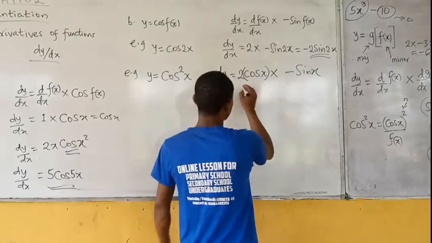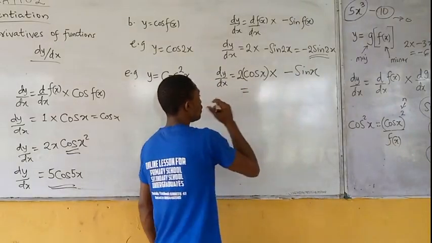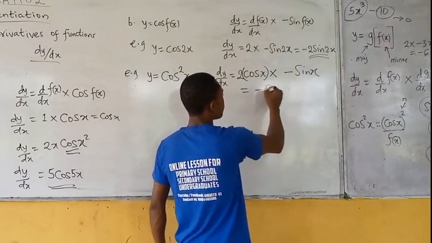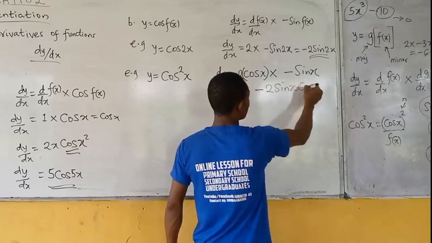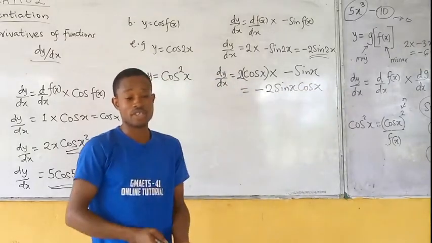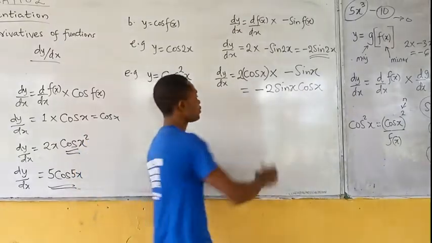Good. So here you can now simplify. 2 times cos x times minus sine x is the same as minus 2 sine x cos x. We usually write sine before cos, but if you want to write cos before sine, it doesn't matter. Are you getting me right? Good.